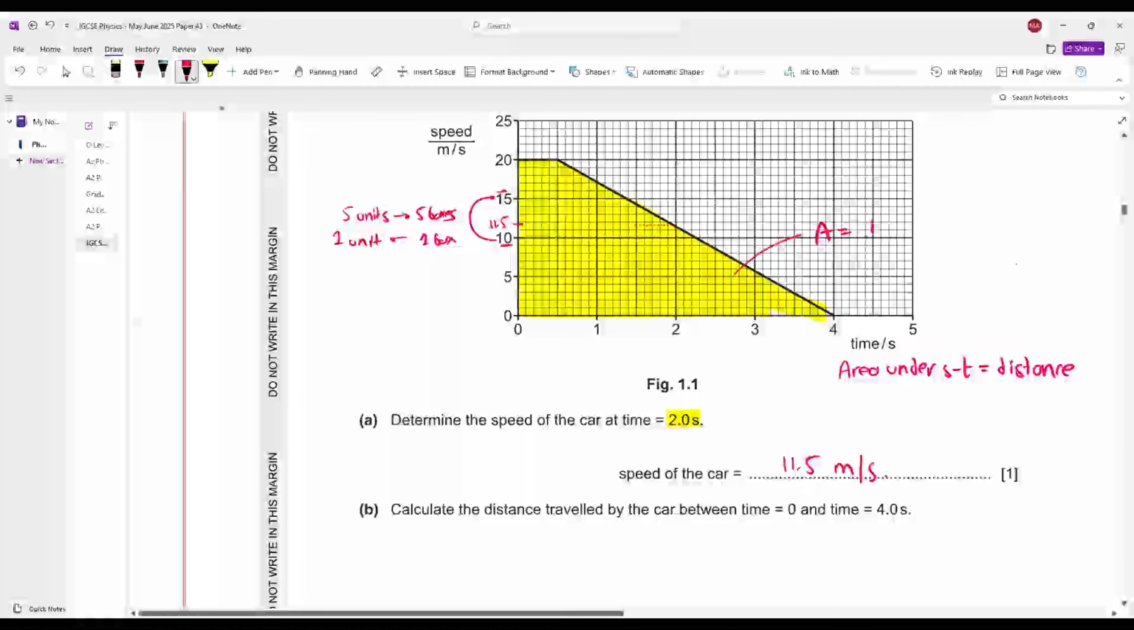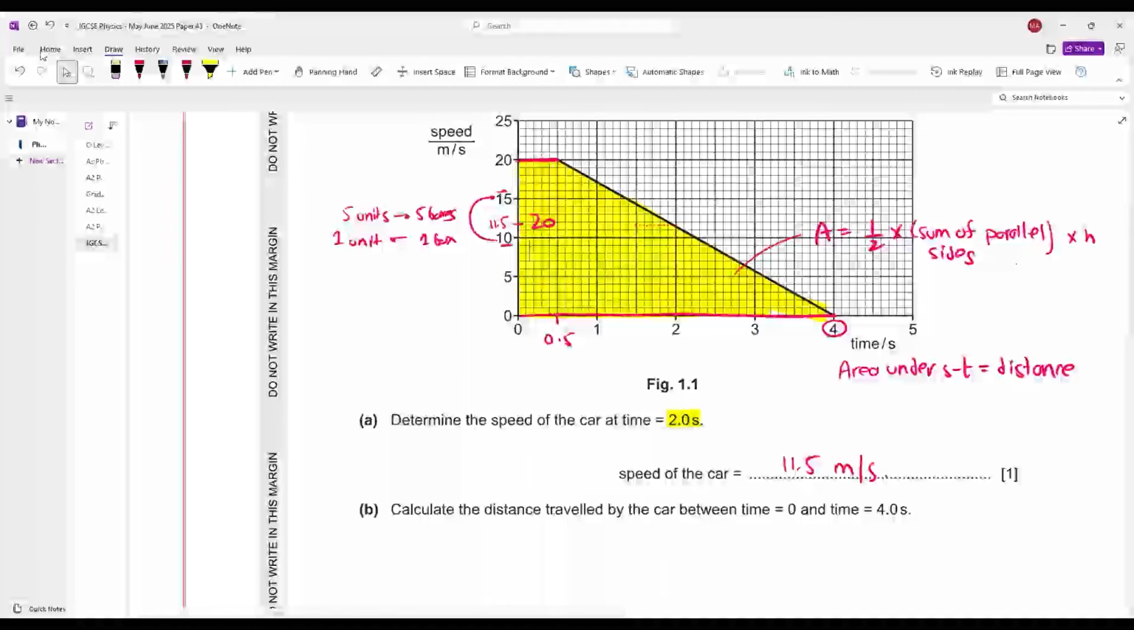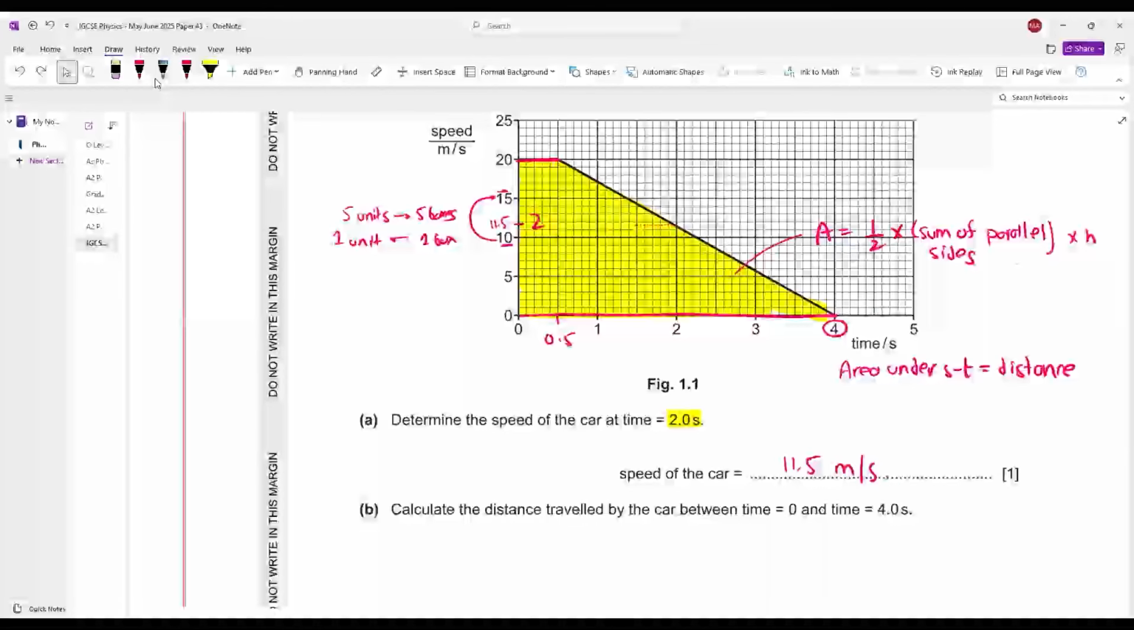एरिया ऑफ अ ट्रेपीजियम इज इक्वल टू 1/2 into sum of parallel sides into the height. Okay. What are your parallel sides here? This one. ठीक है ये आपकी parallel sides है. That is 0.5. And this is also your parallel side. That is 4. What is your height? Height is 20. Okay. हाइट क्या है बेटा 20 है. एंड आपकी पैरेलल साइड्स क्या है 0.5 एंड 4. हाइट क्या है 20. कैन यू कैलकुलेट द एरिया.